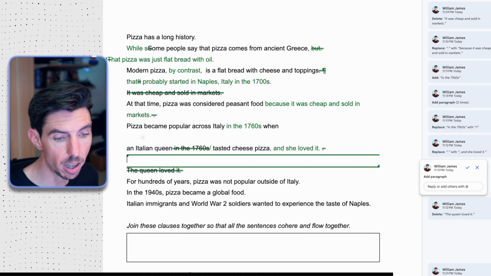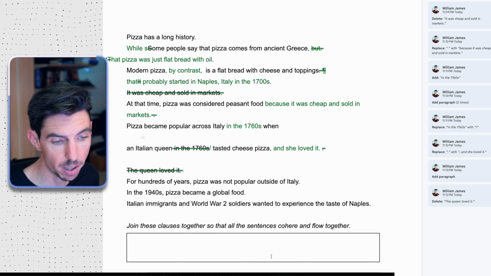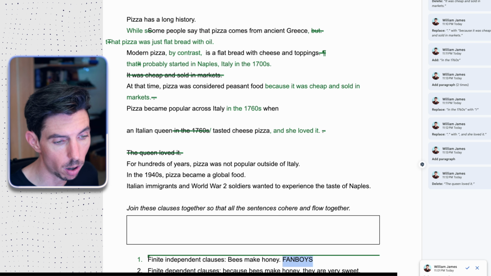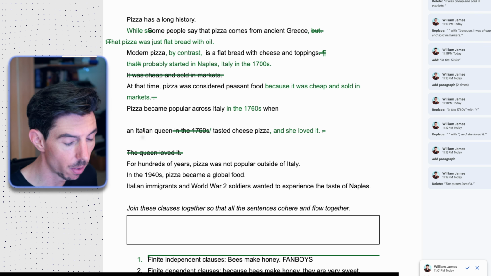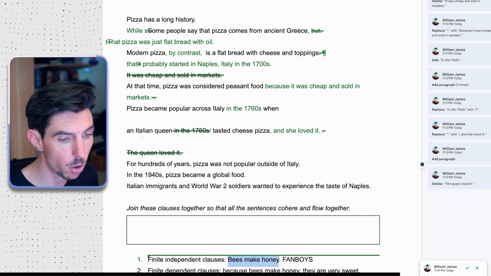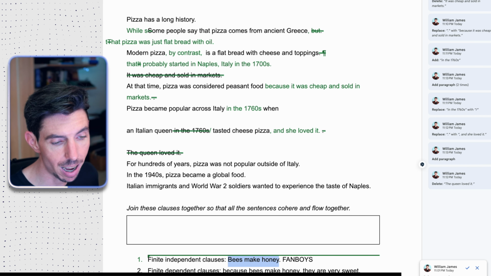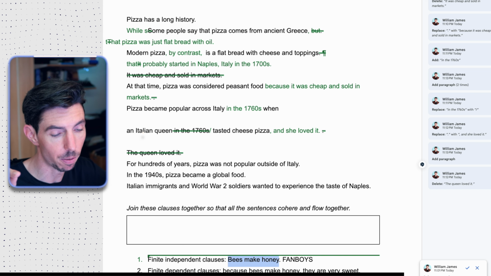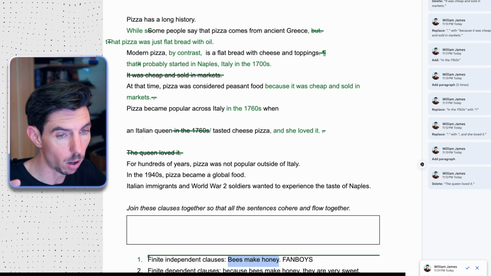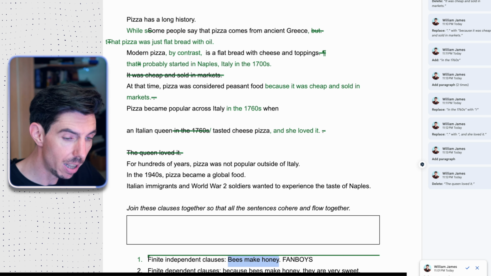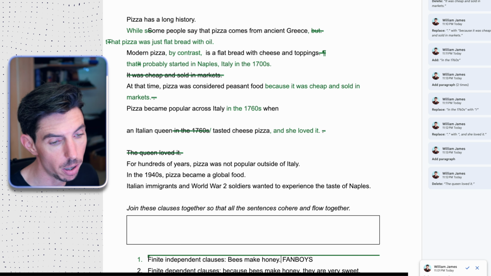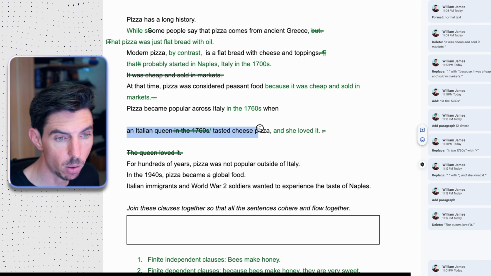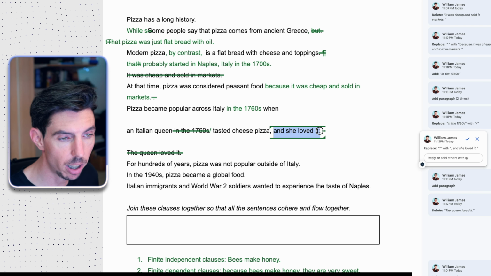A compound sentence is when we join two independent clauses using fanboys, right? For, and, nor, but, or, yet, so. Those words are the ones that we use to join independent clauses together inside a sentence, not outside a sentence, right? We use sentence connectors to join sentences together. So however and therefore, those are sentence connectors, but inside a sentence, we join independent clauses together using fanboys. So that's what we're doing here. We have two independent clauses: an Italian queen tasted cheese pizza and the Italian queen loved it.